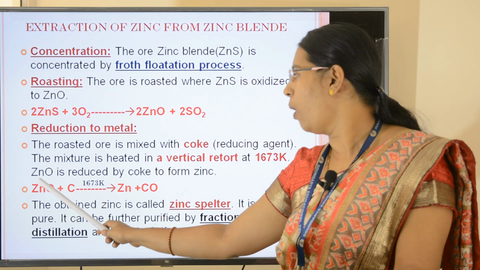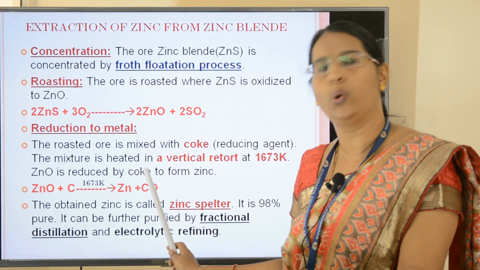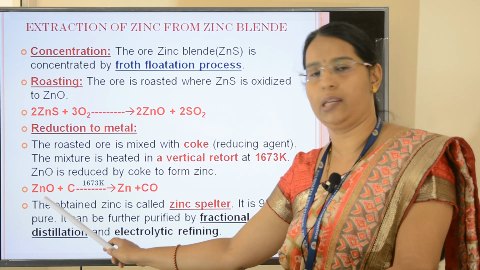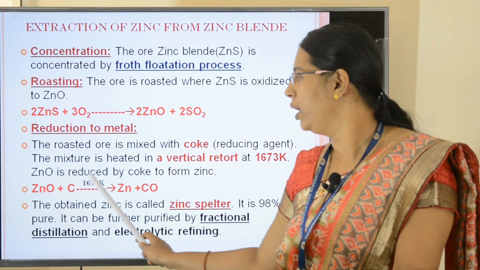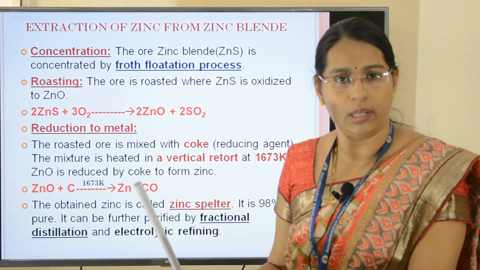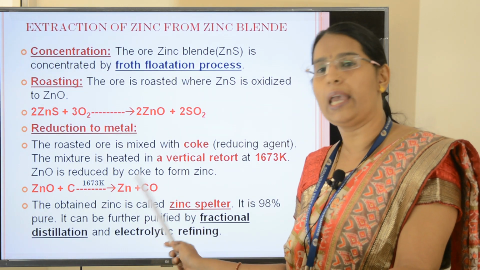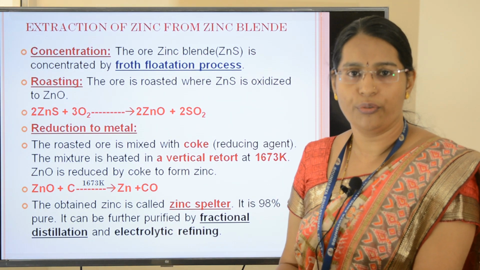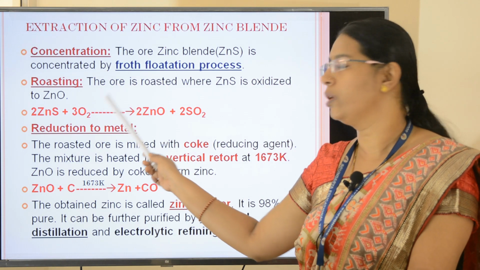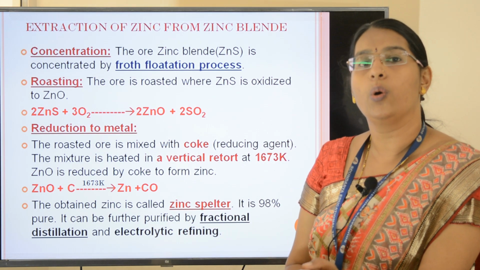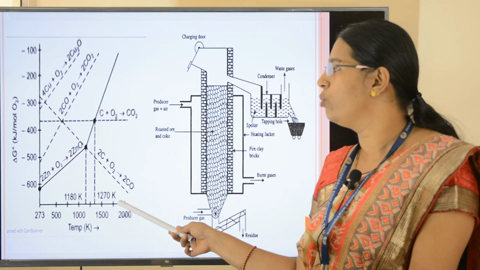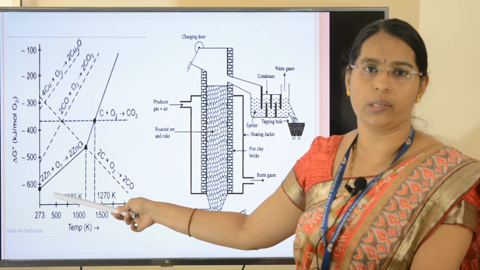At that time, zinc oxide is reduced by coke to form zinc. So this is the reaction: ZnO plus C upon heating to 1673 Kelvin gives zinc and carbon monoxide. For this purpose, the roasted ore is initially mixed with coke. Already we have discussed that coke acts as a better reducing agent than carbon monoxide.